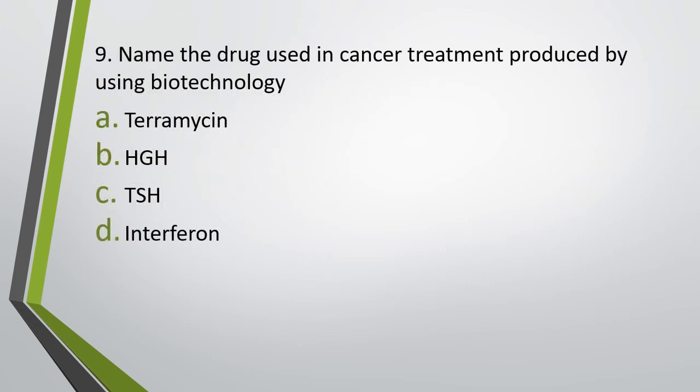Question 9. Name the drug used in cancer treatment produced using biotechnology. Option A, terramycin. Option B, HGH, that is human growth hormone. Option C, that is TSH, or option D, that is interferon. The correct answer is option D, that is interferons are used to treat cancer, and these are produced using the biotechnological processes.